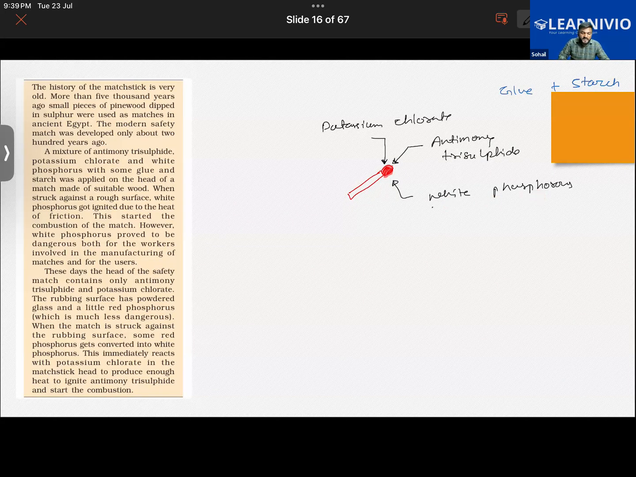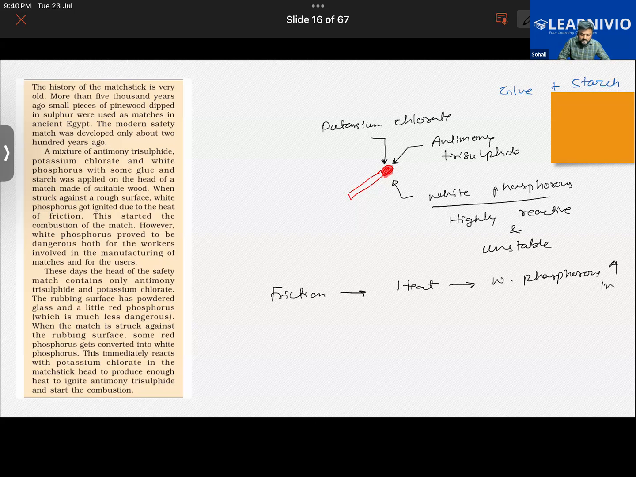White phosphorus is a highly reactive and unstable chemical. It would react vigorously with air, particularly with oxygen. Getting it? So the working principle of a matchstick is that once you strike it against a hard surface, friction will generate heat, and that heat will be sufficient for the white phosphorus to ignite and catch fire.